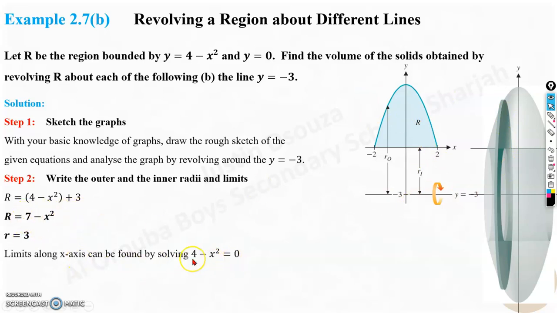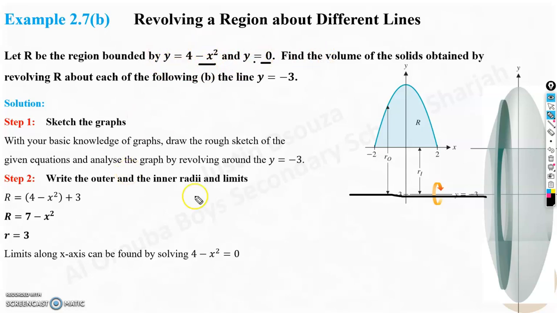Now, how do we find the limits? This is along which axis? Y axis. Sorry, along x axis. I mean, see, it is not along the x-axis. It is along the line y equals minus 3. Where is the line y equals minus 3? It's over here, right? Minus 3, it's straight. Now, you're revolving similar to the x-axis, right? So everything in terms of x. So it's fine.